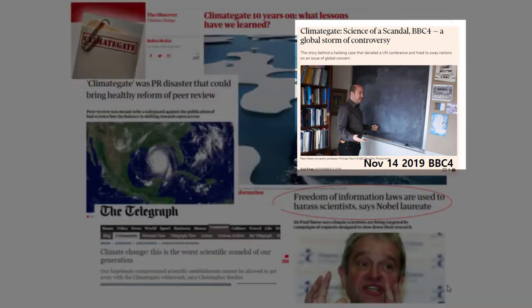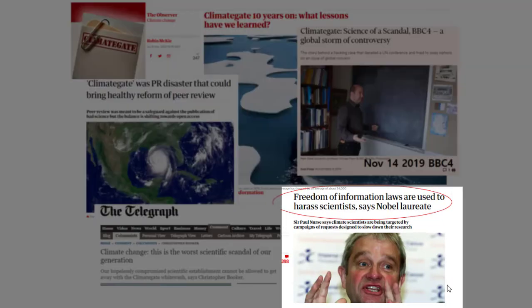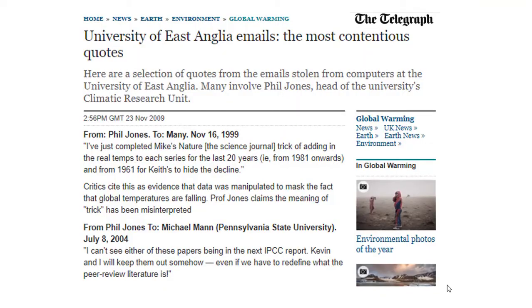There was a documentary last year, ClimateGate: Science of a Scandal. As you can see there, a global storm of controversy. And Paul Nurse, down in the bottom right corner: freedom of information laws are used to harass scientists. That's something that grinds my teeth a little bit for reasons I'll come to. But let's look into ClimateGate very briefly on the next couple of slides.